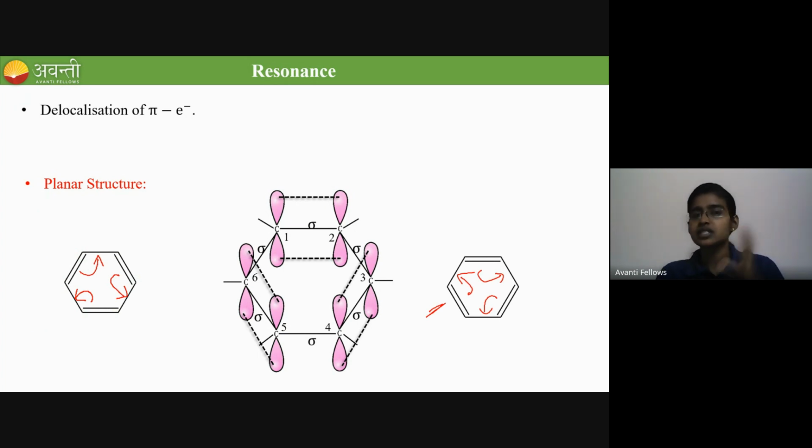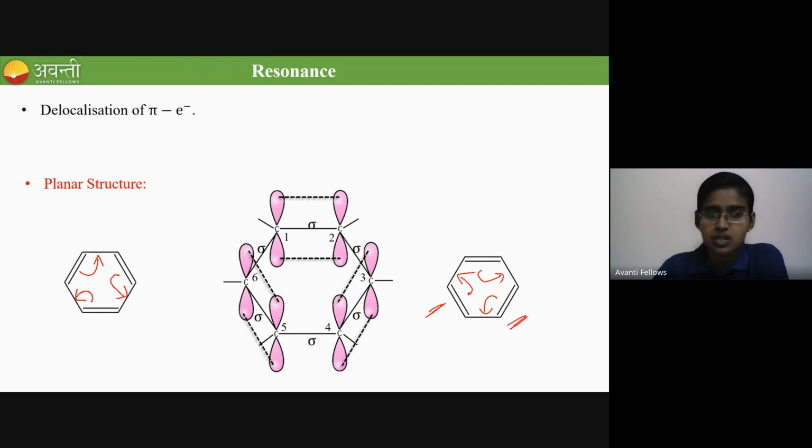So this is nothing but the delocalization. Delocalization means moving from one place to another. So pi electrons are moving from one place to another, leading to the resonance. Got it? So this alternate double bond system we are getting, no? This is otherwise called conjugation.